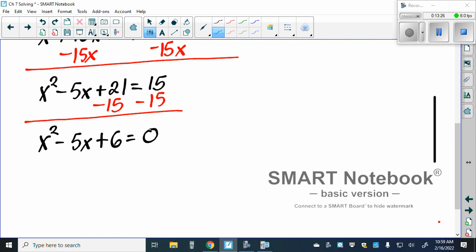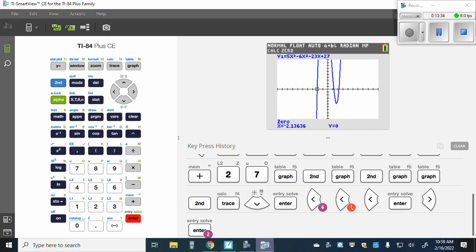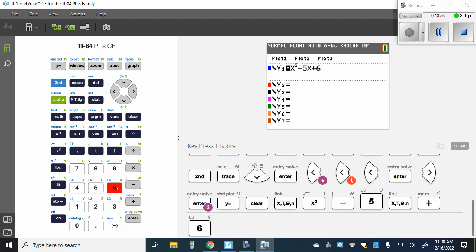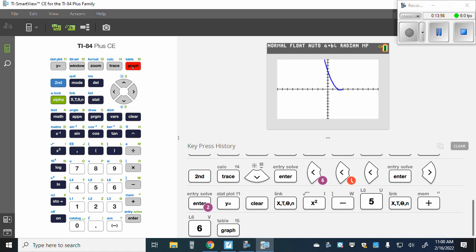The main way we've been doing is factoring, but there is one method we've actually forgotten about, which is graphing it. Because if it is factorable, most likely it's going to be graphable. So I can go into y equals, I'll clear that out, and say x squared minus 5x plus 6, and graph it. Okay. It does cross the graph in two places.